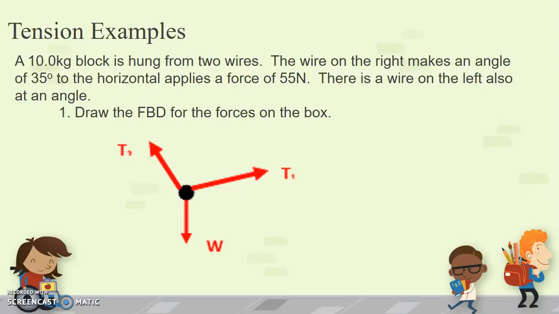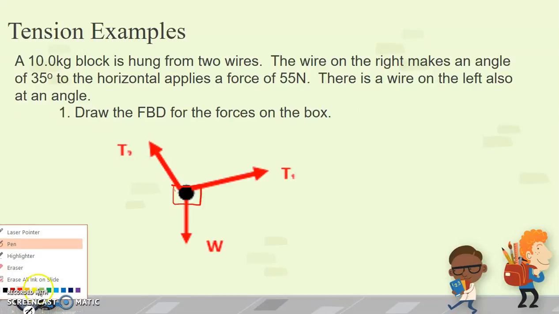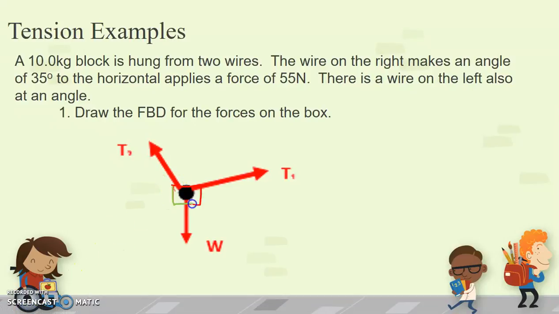So let's read here. It says that a 10 kilogram block, which is represented by that green ball in the free body diagram, is hung from two wires. The wire on the right makes an angle of 35 to the horizontal, so that would be right here, and applies a force of 55 newtons. There's a wire on the left also at an angle, and it's asking you to draw the free body diagram for the forces of the box.